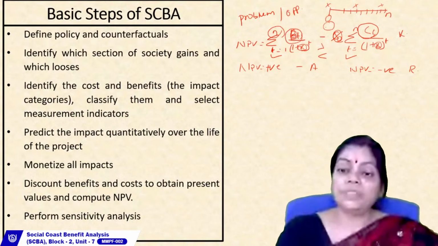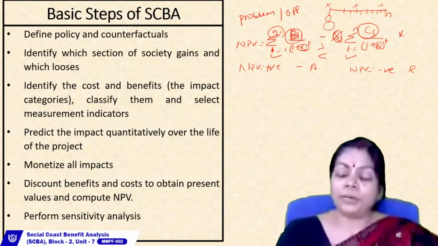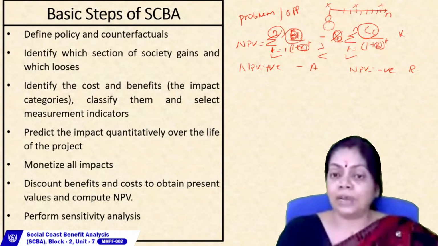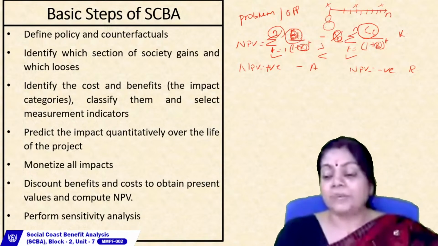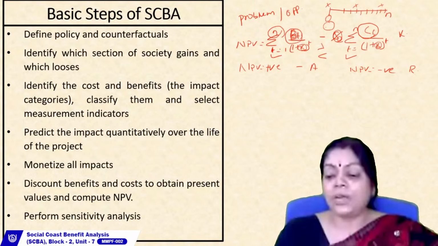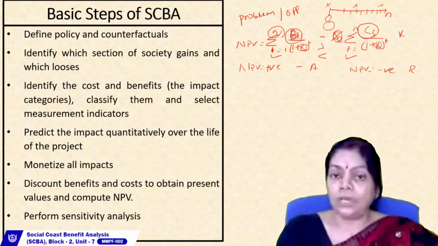So changing the various input variables and recalculating the resultant NPV is known as sensitivity analysis. And this sensitivity analysis is important due to the uncertainty that is associated with social projects or the projects that are meant for public goods.